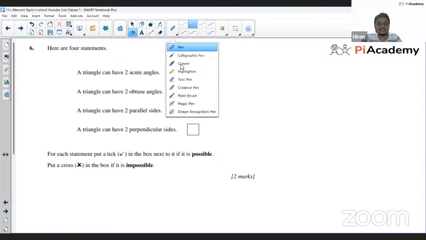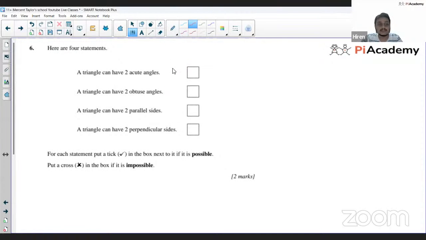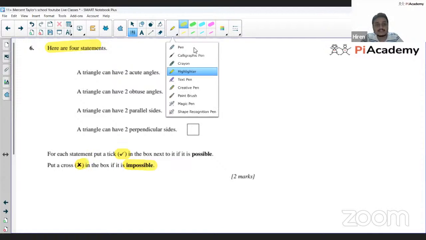And I'm reading this question. You have to identify whether these statements are correct or not. Here are the 4 statements. You have to read these statements, and then decide for each statement: put a right in the box if it is possible, and you can put a cross if it is impossible. So you can just answer me like this.